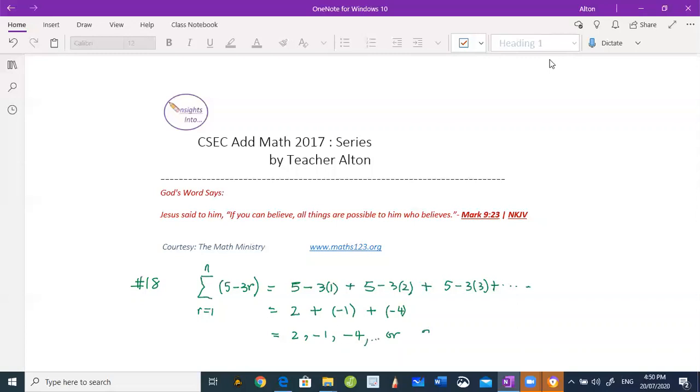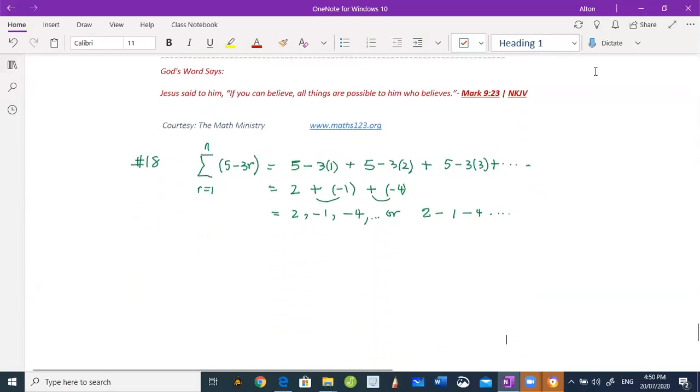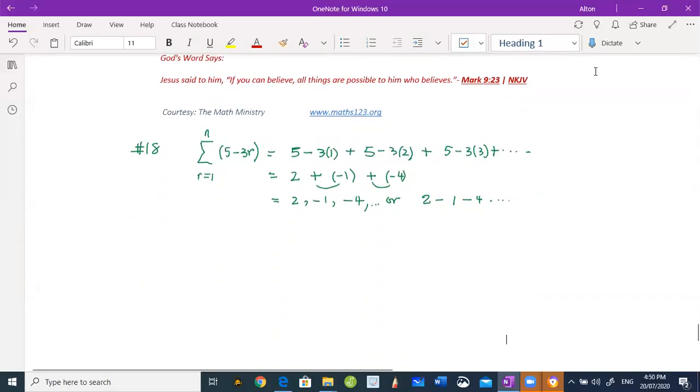So you can simply have 2, plus minus 1, then the next term will also be a minus 4, and so on. However you choose to write it, let us see if we can apply that understanding to solving the problem. So this is the sum of the first 10 terms. So this question requires us to find the sum of the first 10 terms.